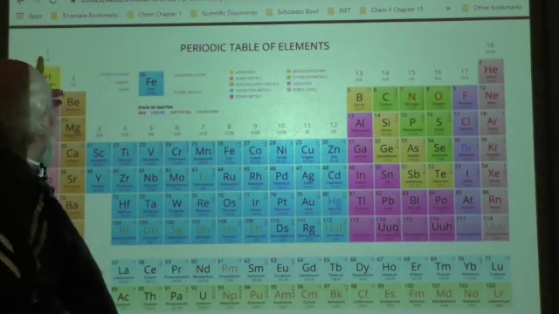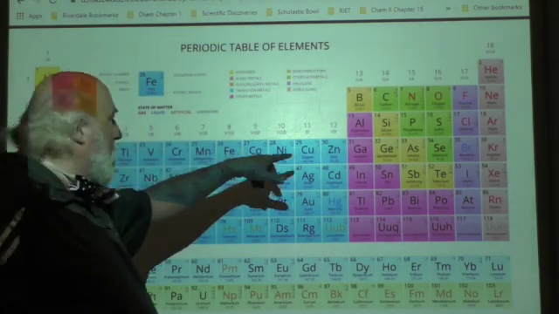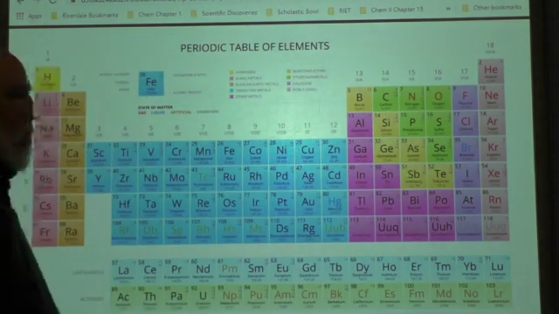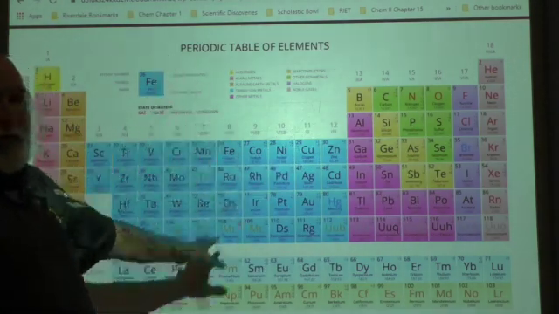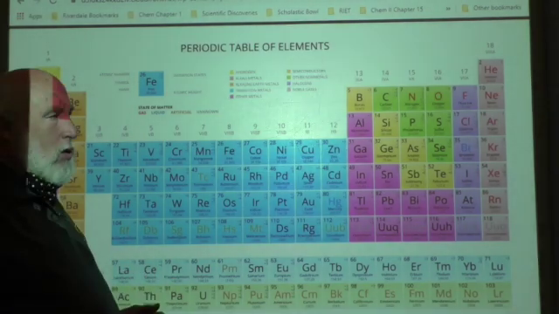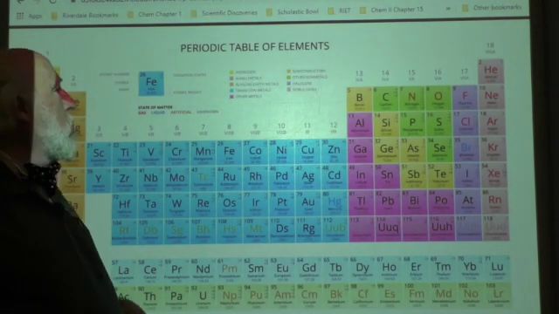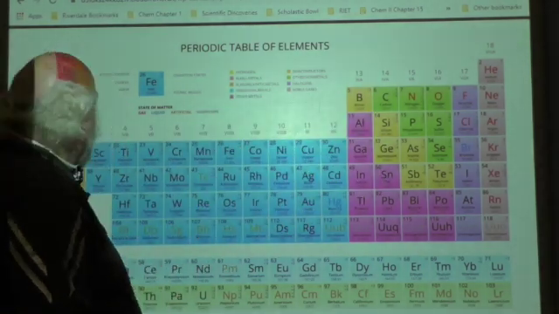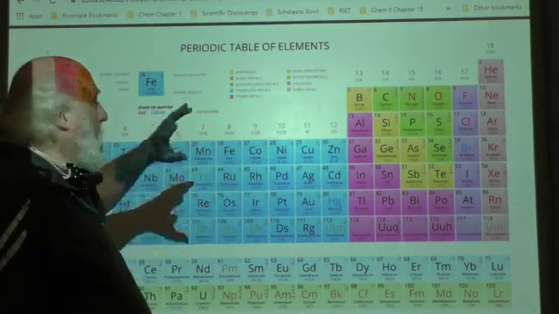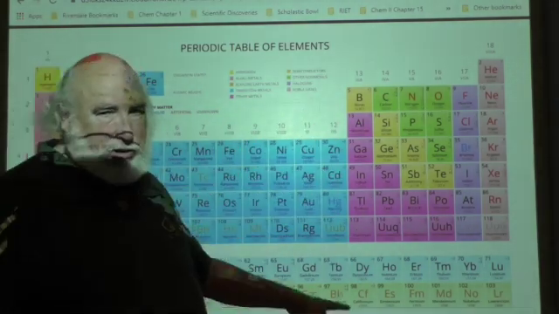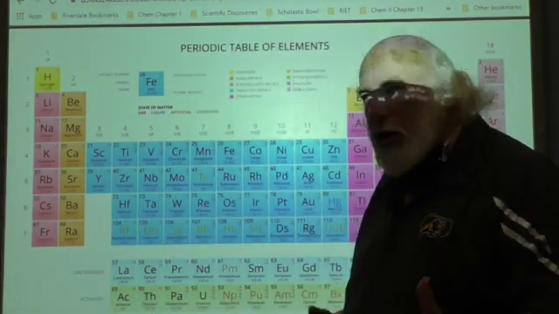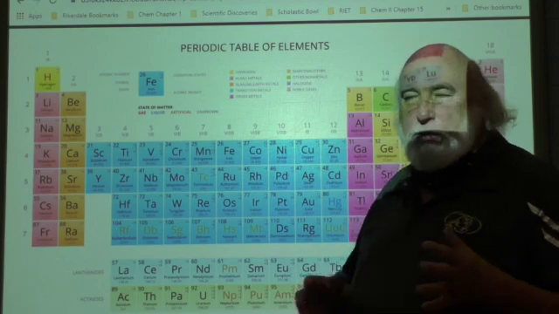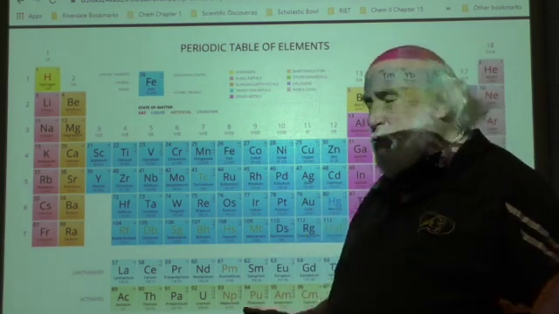And then the Roman numerals, 1A, 2A, 3B, 4B, and so on, 3A, 4A, 5A, all the way up to 8A. There are B's here that we're going to ignore because they don't have the predictive power that the A columns have. So we're going to ignore the B's, but we're going to use the A's, which we call main group elements. Because of their predictive power, we can predict charges and electron configurations based upon these, which we're going to be dealing with later on.